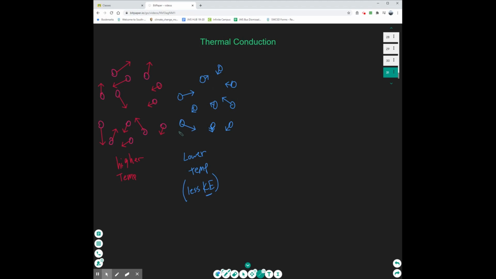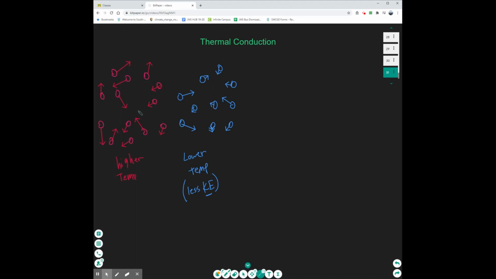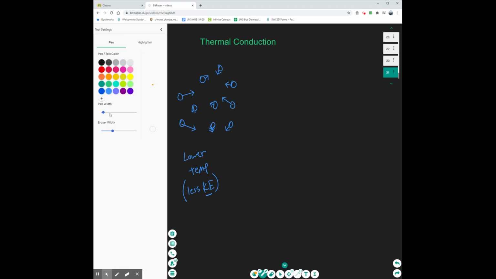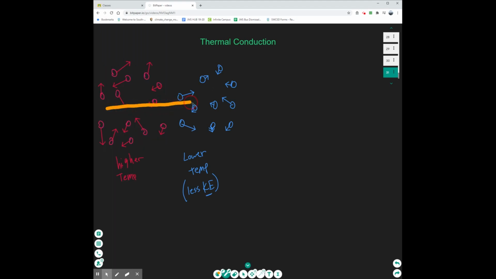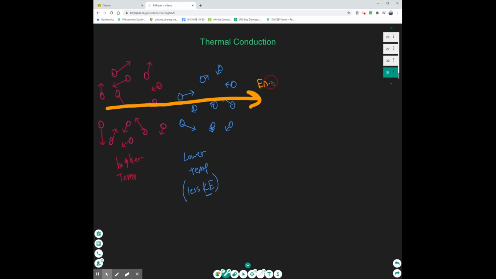So what ends up happening is you have an overall transfer of energy. Let me draw an arrow here. I want to increase the thickness of my line. How do I do that? This is how. So there's an overall transfer of energy moving in that direction, right? And what kind of energy is it?